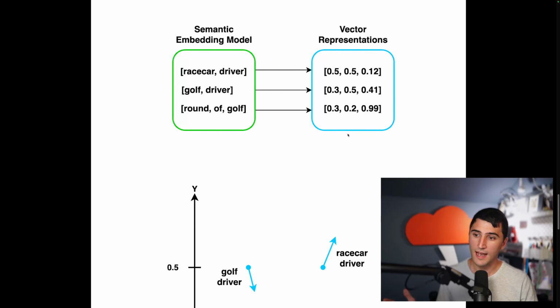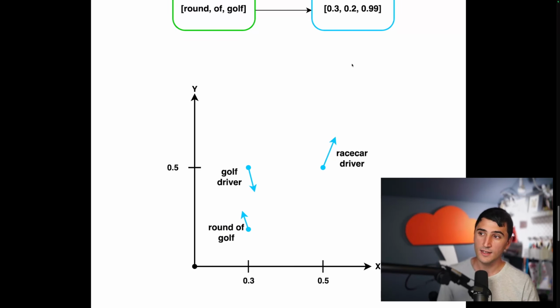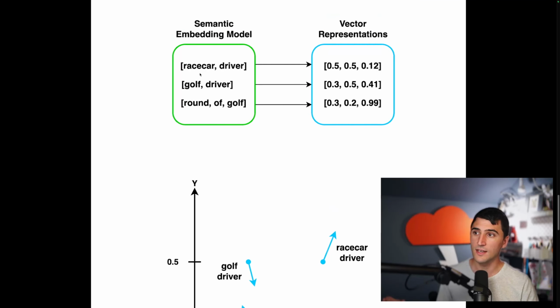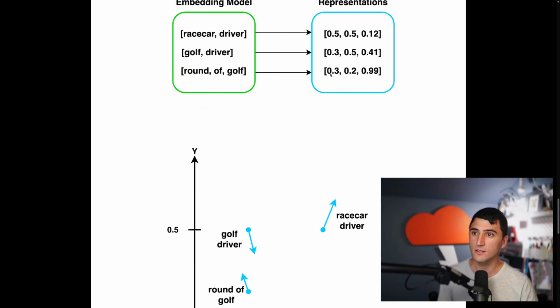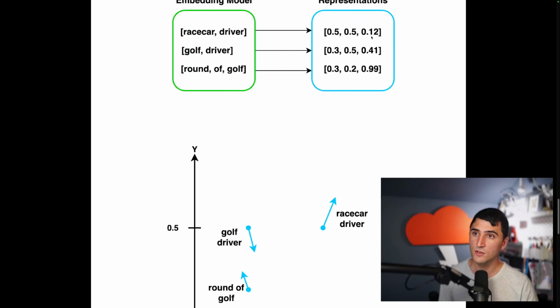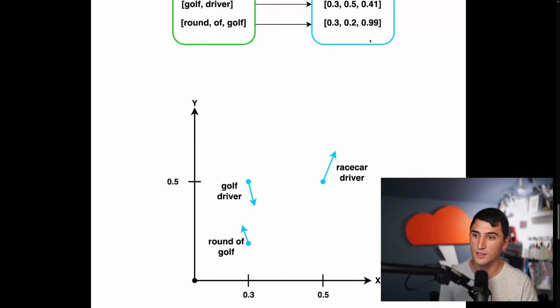So here's what this actually looks like. These vector representations can then be plotted and compared against each other. Here we have, let's say, race car driver. This gets plotted here at 0.55 for the first two, and then 0.12, we're just going to say that's the angle. That really doesn't matter for this.